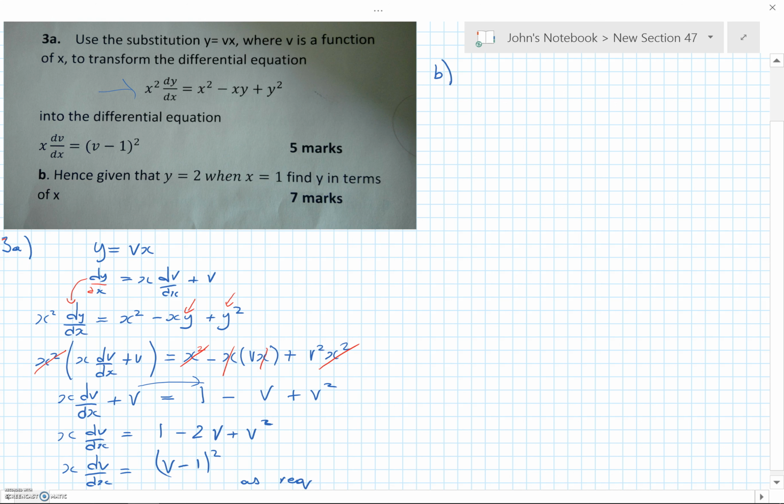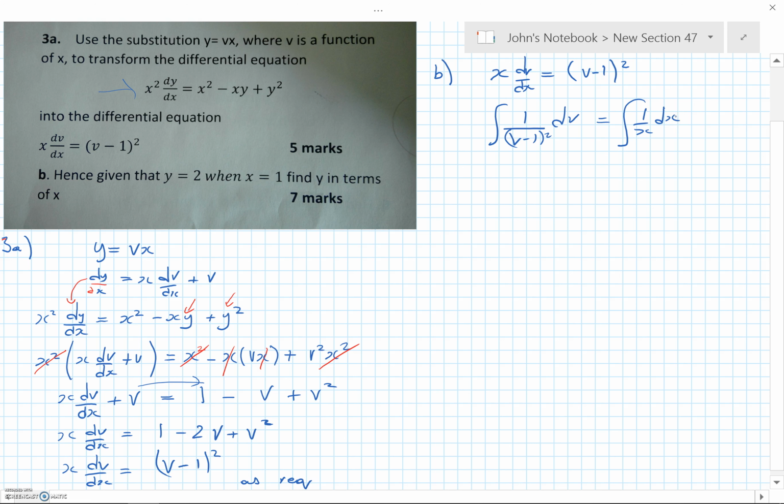Okay, so it's a case of just following the instructions really. Once we're given a substitution, just put it in and away we go. Right, now this is a separating variables case when we get to here, because you can see what's going to happen. We're going to have the integral of 1 over v minus 1 squared dv equal to the integral of 1 over x dx.